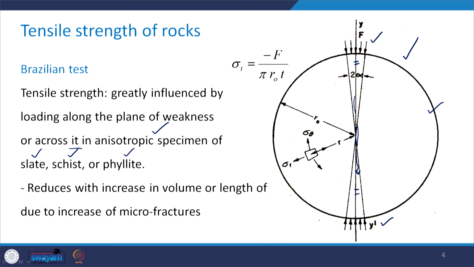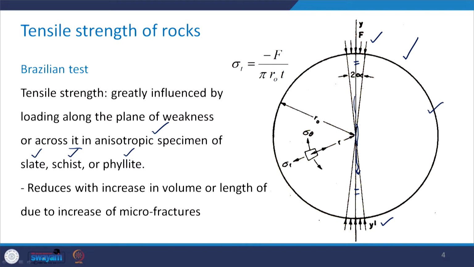Now, if you increase the volume or the length of the specimen, the tensile strength reduces. Why so? Because when you have a larger volume of the specimen, there are going to be more microfractures or microcracks present in that specimen, and that will result in the reduction of the tensile strength of the intact rock.